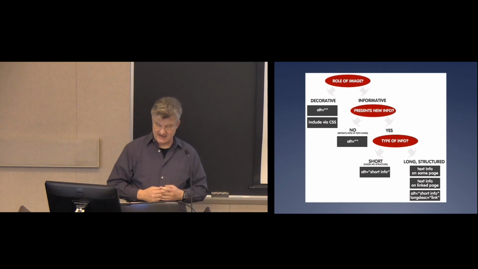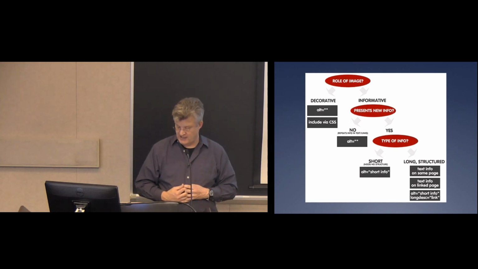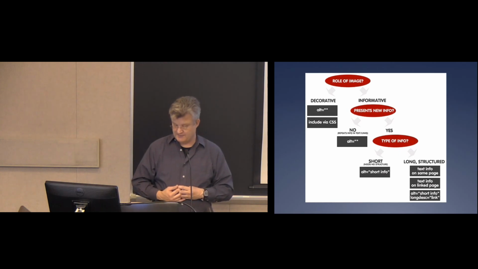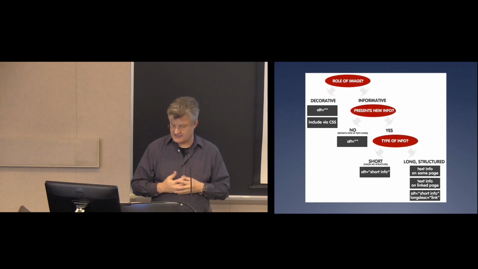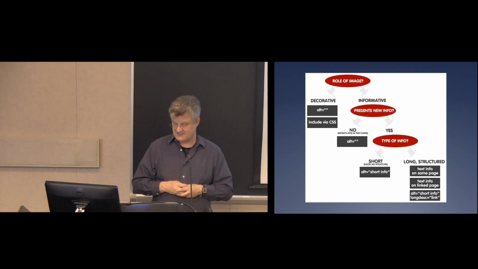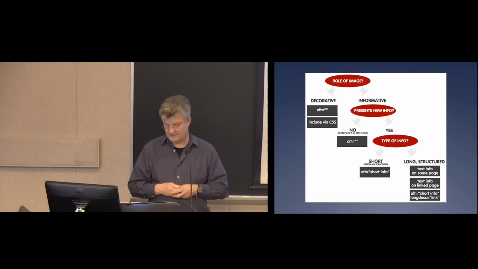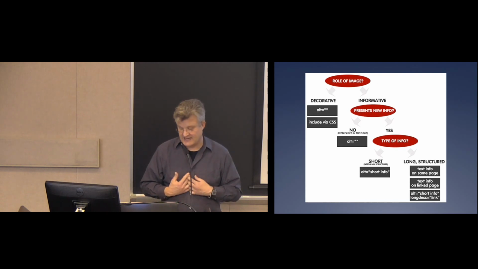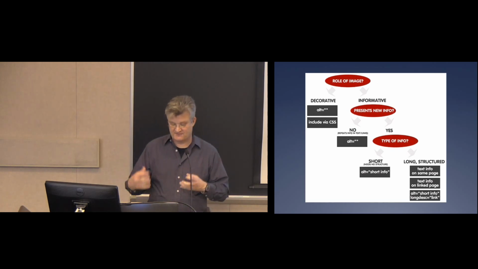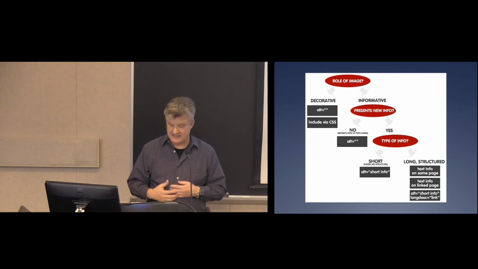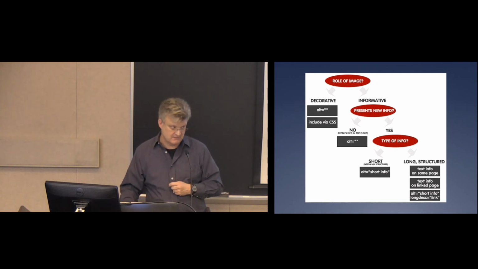But if it does present new information, then we really do need alternative text, and so we would use the interface to provide alt text. If it's very long and structured information on the image, then we're going to need to somehow address that in the inline text on the page. So there'll have to be some reference to the image with a description in your inline text as well. Is that clear as mud?